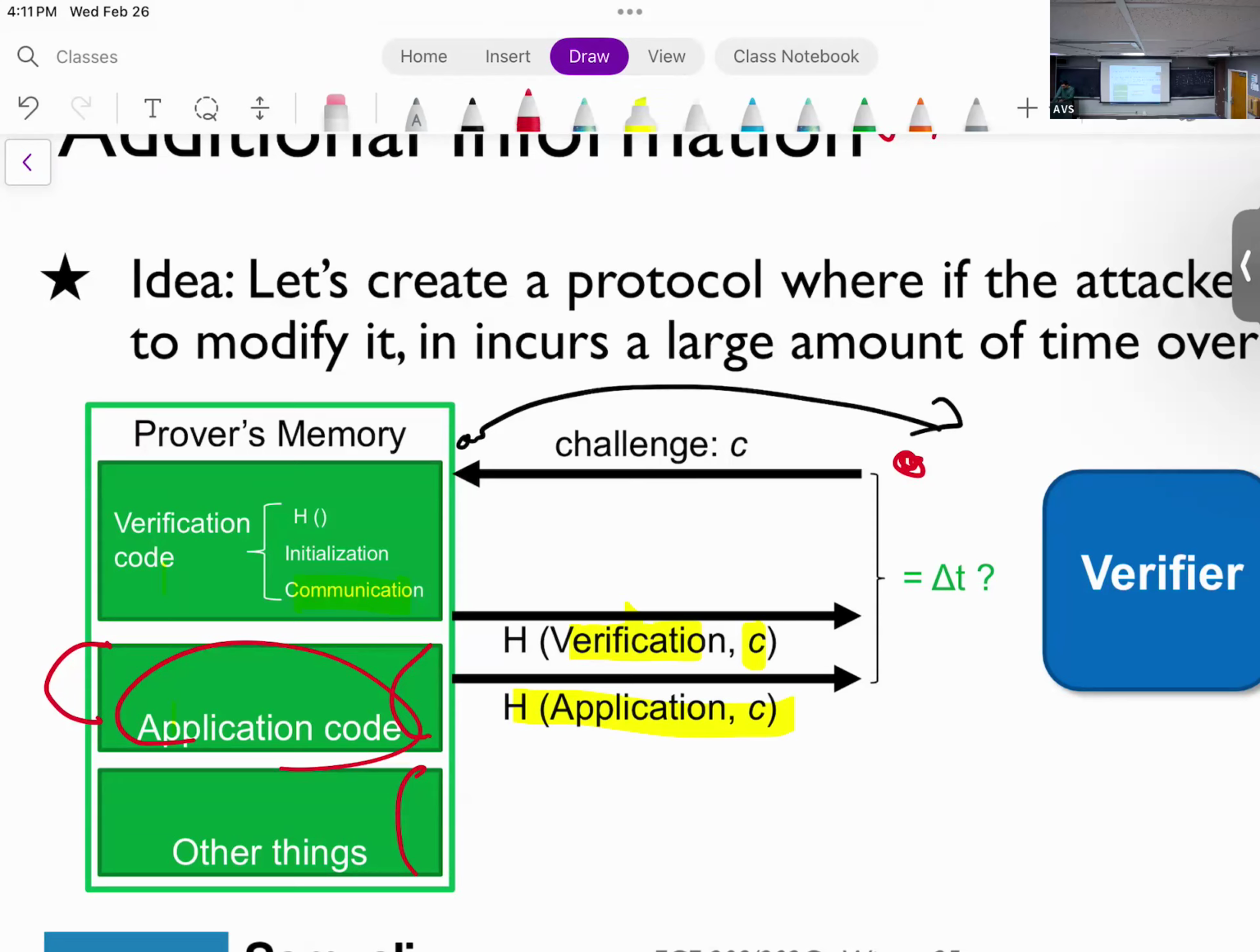Then at this point, the verifier will check these hashes, the hash of the verification code and the hash of the application. If these two hashes are the correct hashes, based on this C, and this time is the correct timing, based on some expected value, then we're going to trust this system. We're going to trust the verification code and we're going to trust the application code. And once we trust these two, we can then pass the control to the application and run the application, or just know that the status of the device is not modified.